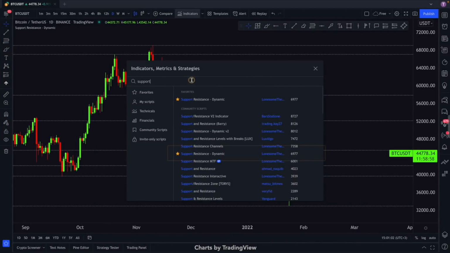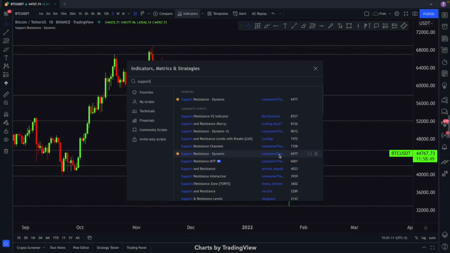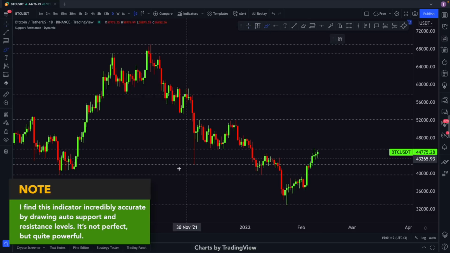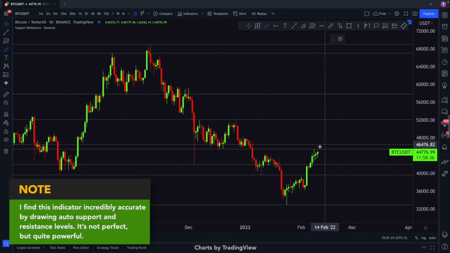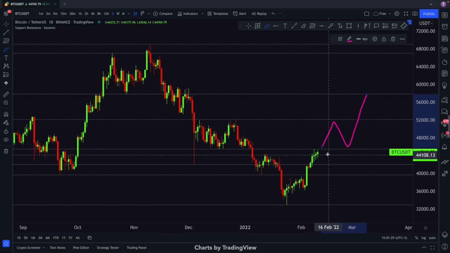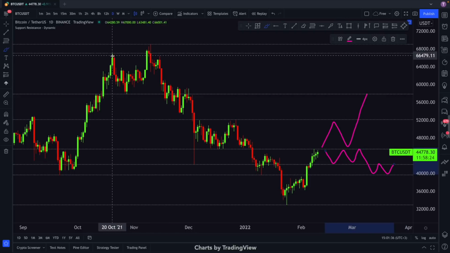The second indicator that I like so much is Support Resistance Dynamic. There is also a newer version of this from the same developer. However, I like this one more than the new one. I find this indicator incredibly accurate by drawing auto support and resistance levels. It's not perfect, but quite powerful. Sometimes there could be important support and resistance levels that you may forget or could not see. This TradingView indicator will help you a lot.